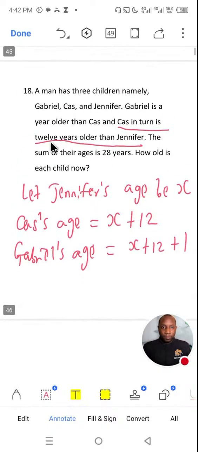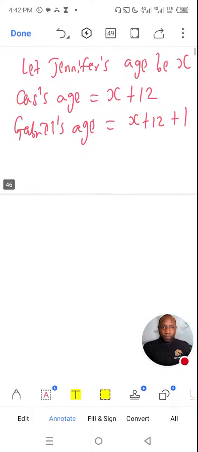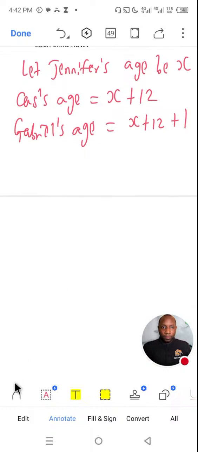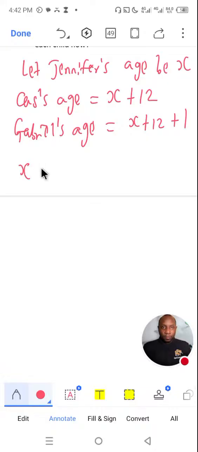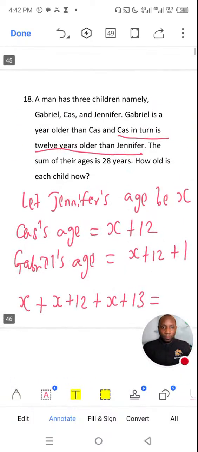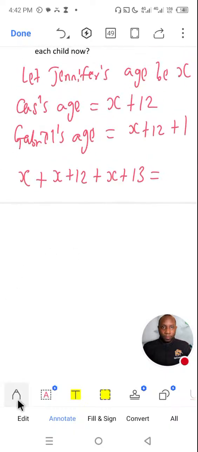But they said the sum of their ages is 28 years. Are you seeing that? So we're going to add all their ages and equate the sum to what? 28. So it's going to be x, that's Jennifer's age, plus Cass's age, x plus 12, and then Gabriel's age, x plus, 12 plus 1 is what? 13. So let's just write 13 here, and all is equal to what? 28. When you add all their ages, you get 28.